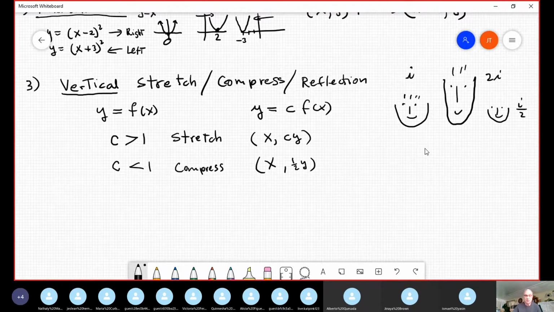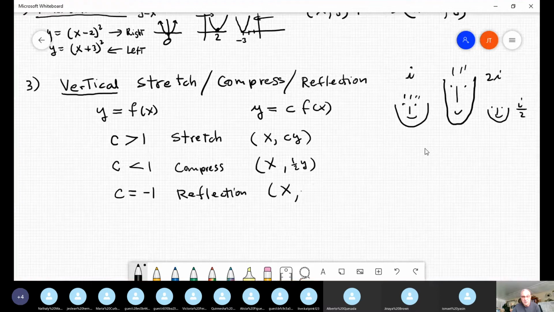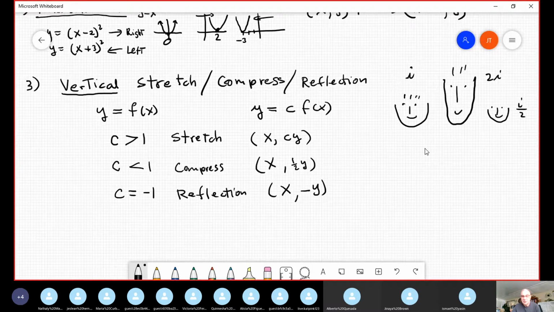It's compress. Suppose now, specifically, that c is equal to -1. Well, in general, a negative number, no? But if it's -1, it's a perfect reflection. Because x stays the same, but the y changes the sign. So now, if you multiply by -1, we have the same shape, but in opposite direction. It's a perfect reflection. This is minus image.